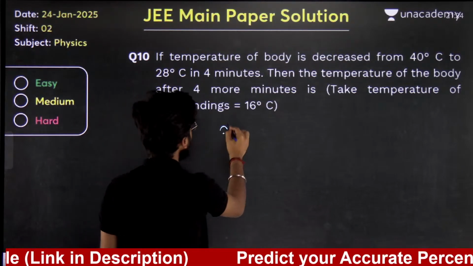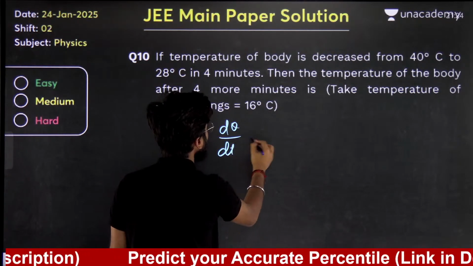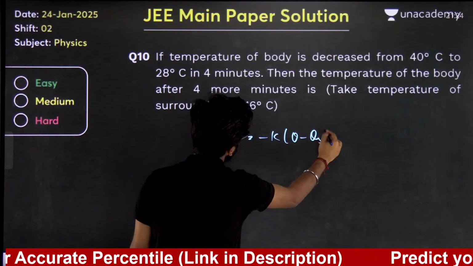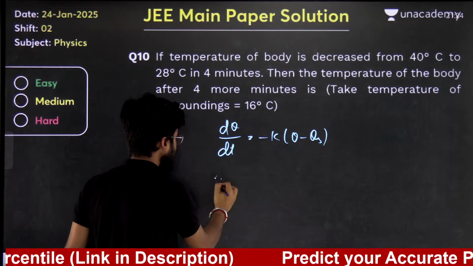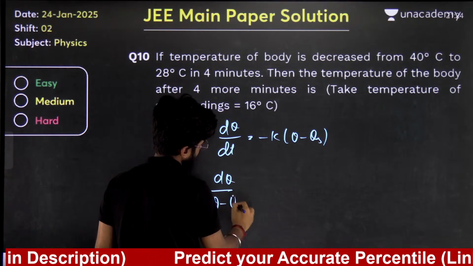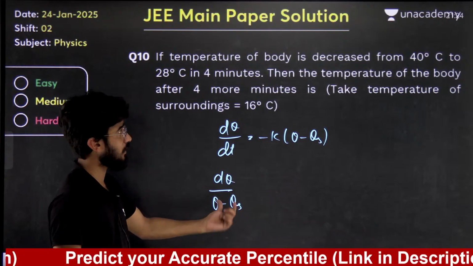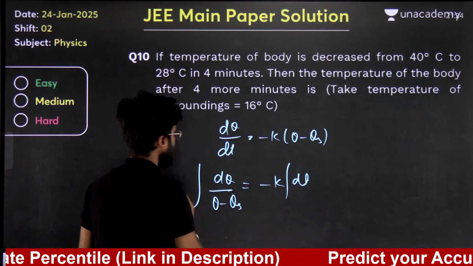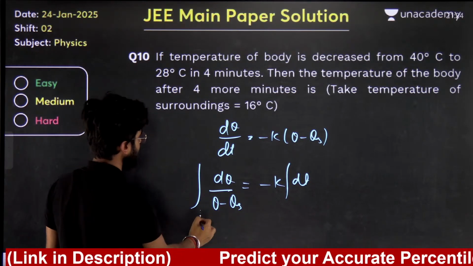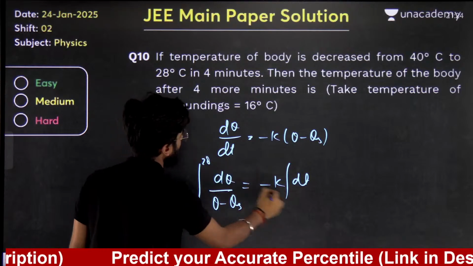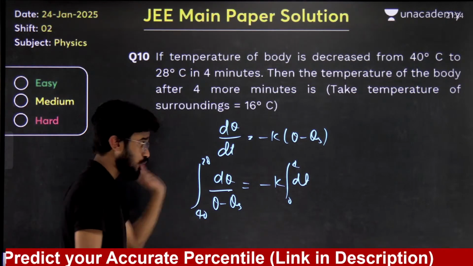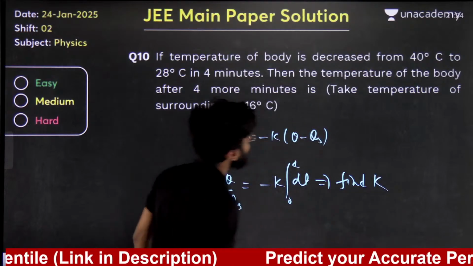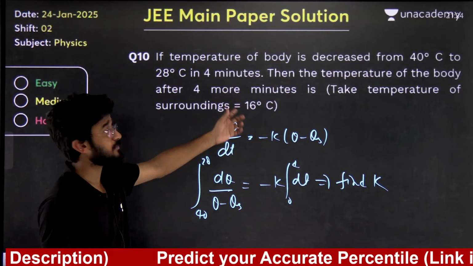Just use this formula: d theta by dt equals minus k into theta minus theta s, where theta s is the temperature of the surrounding. So first of all, d theta by theta minus theta s equals minus k dt, and just integrate it. Temperature is changing from 40 degrees Celsius to 28 degrees Celsius in 4 minutes. First of all, solve this and find k. And then after that, you have to find the temperature in 4 more minutes.